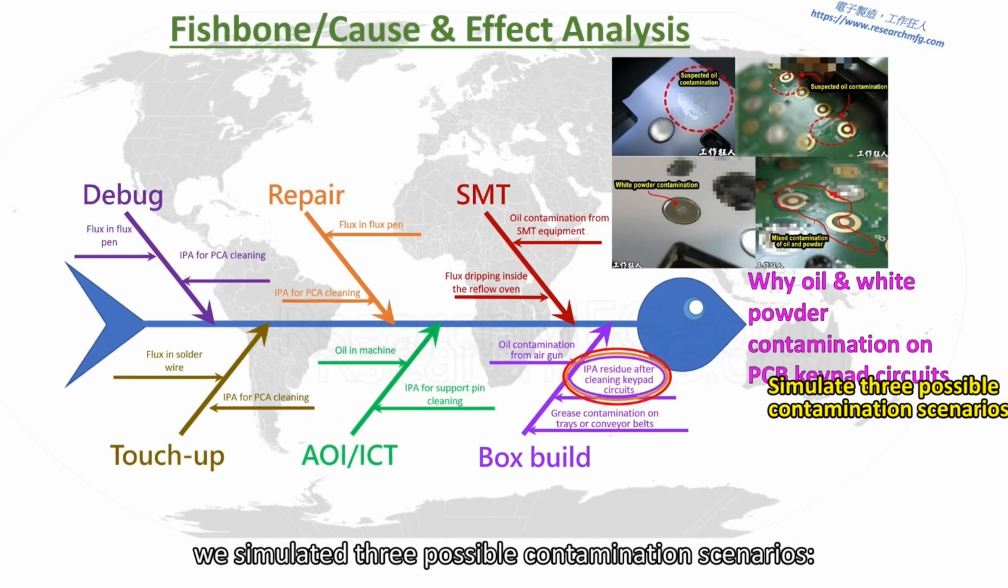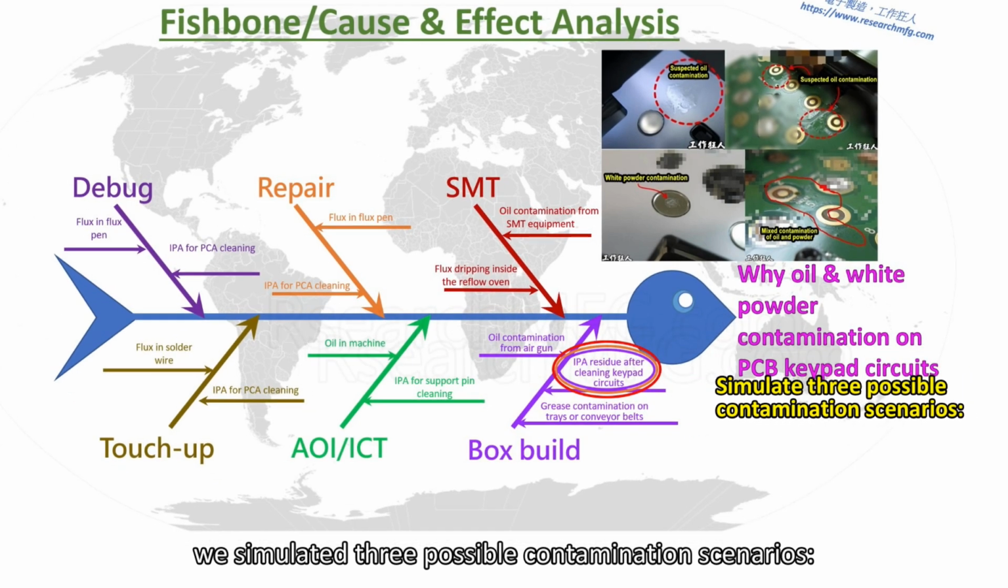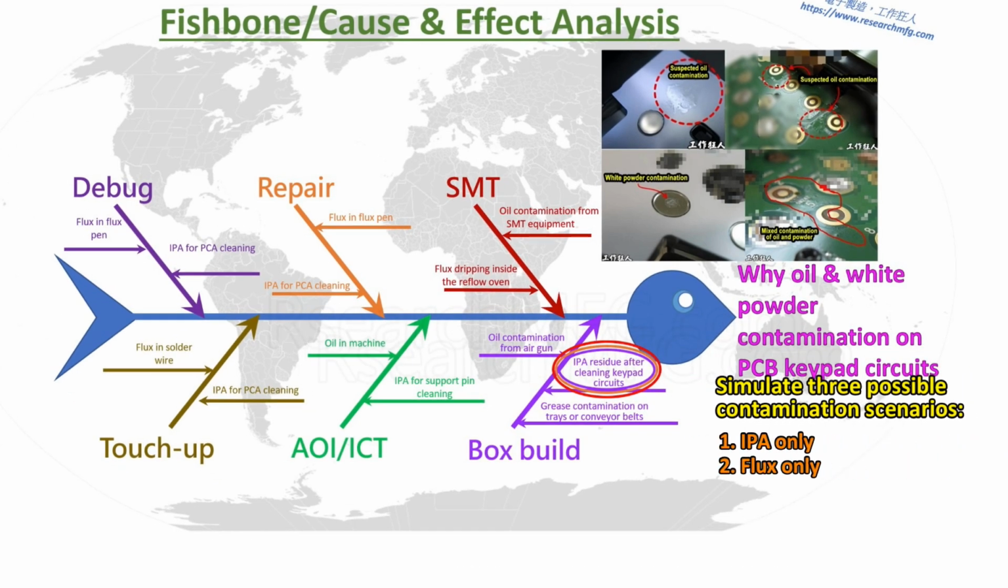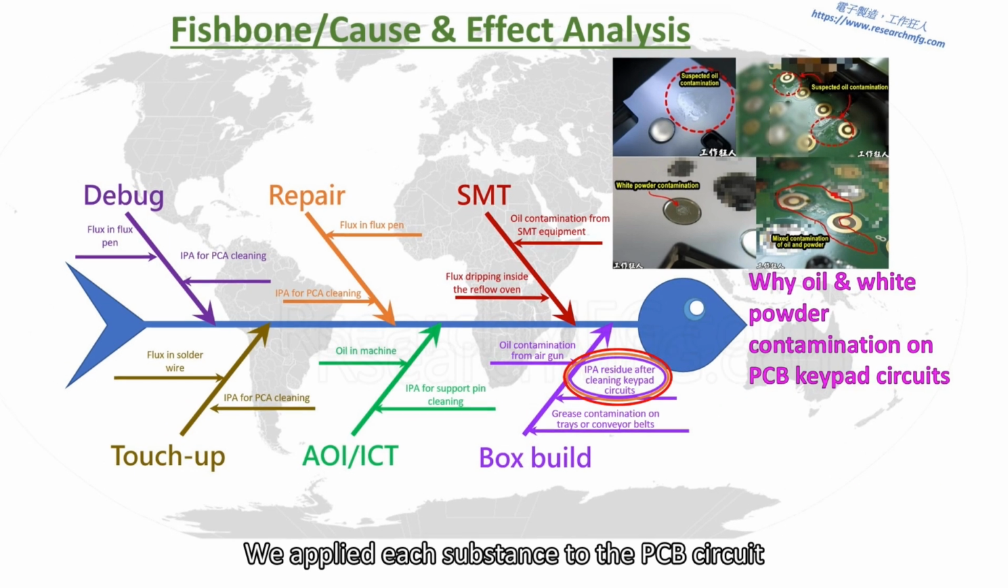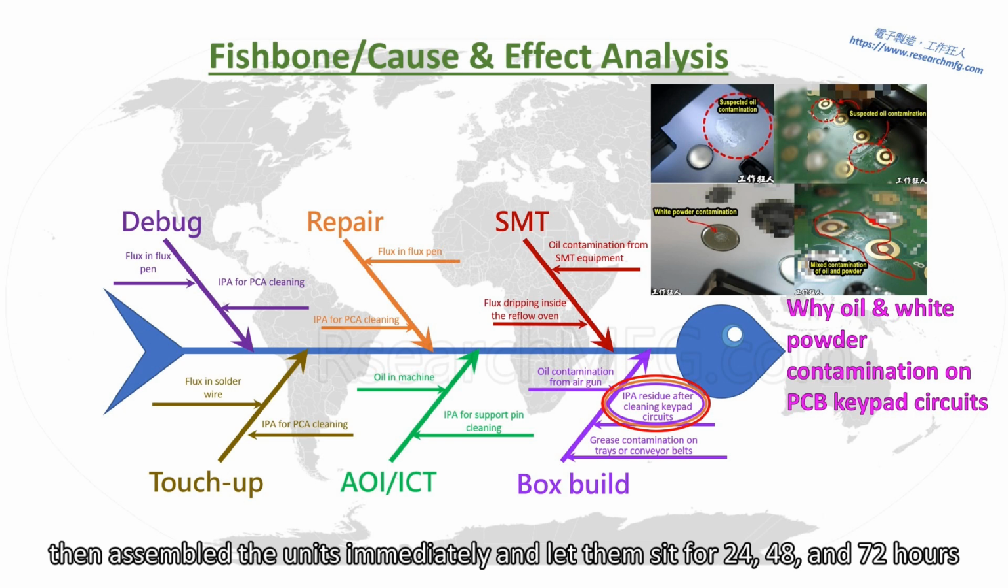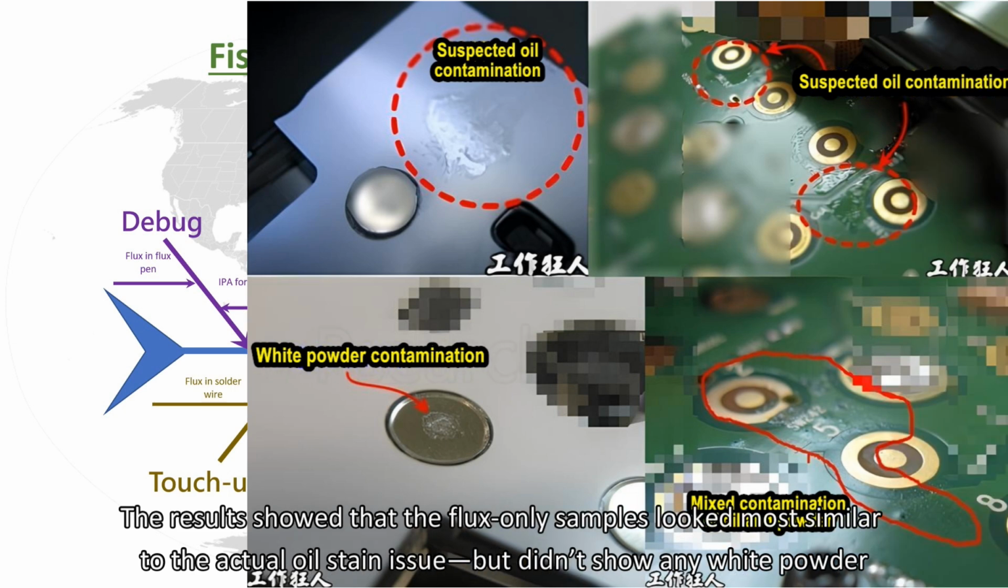Second, we simulated 3 possible contamination scenarios. A mixture of IPA and flux. We applied each substance to the PCB circuit, then assembled the units immediately and let them sit for 24, 48, and 72 hours. The results showed that the flux-only samples looked most similar to the actual oil stain issue, but didn't show any white powder.